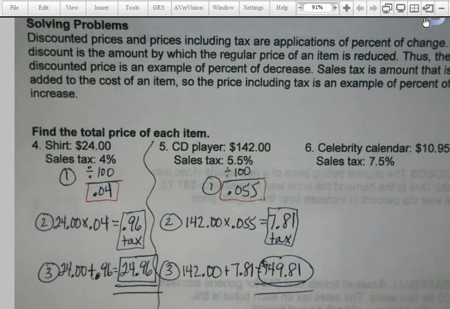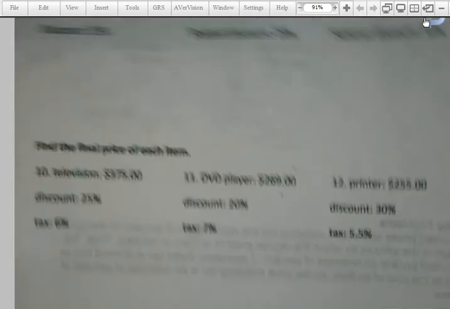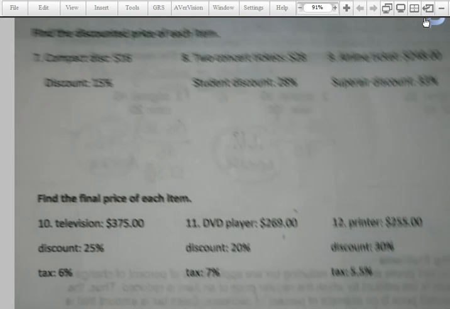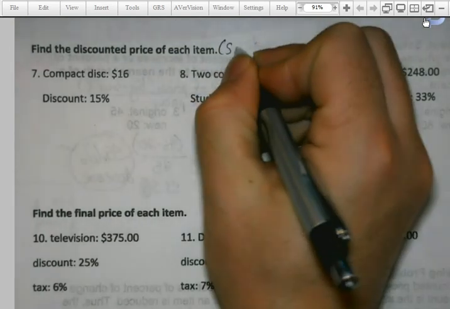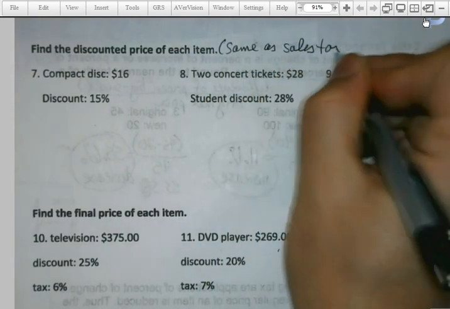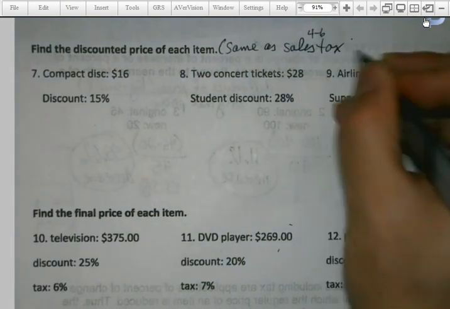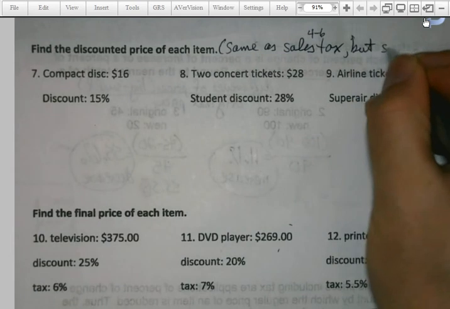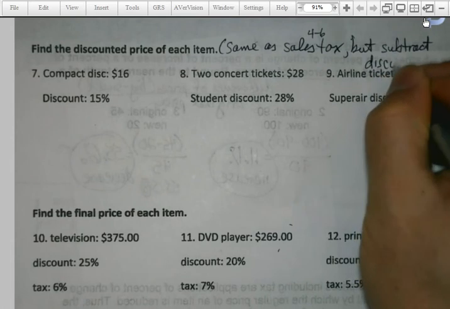And again, this is just a part of keeping things straight a little bit. So we've done some increases and decreases, we've done some tax, and I believe when we flip over to the back here, now you're like, okay, now how's this work? Here's how this works. It's the same as sales tax. So same as what we just did on the last two problems. So it's the same as 4 through 6, but we're going to subtract the discount instead of adding it like we did tax.